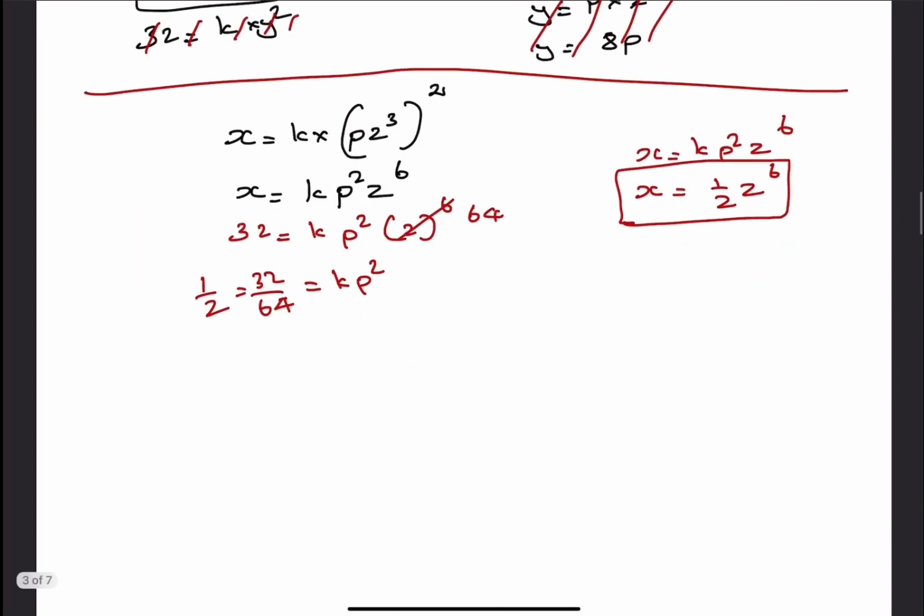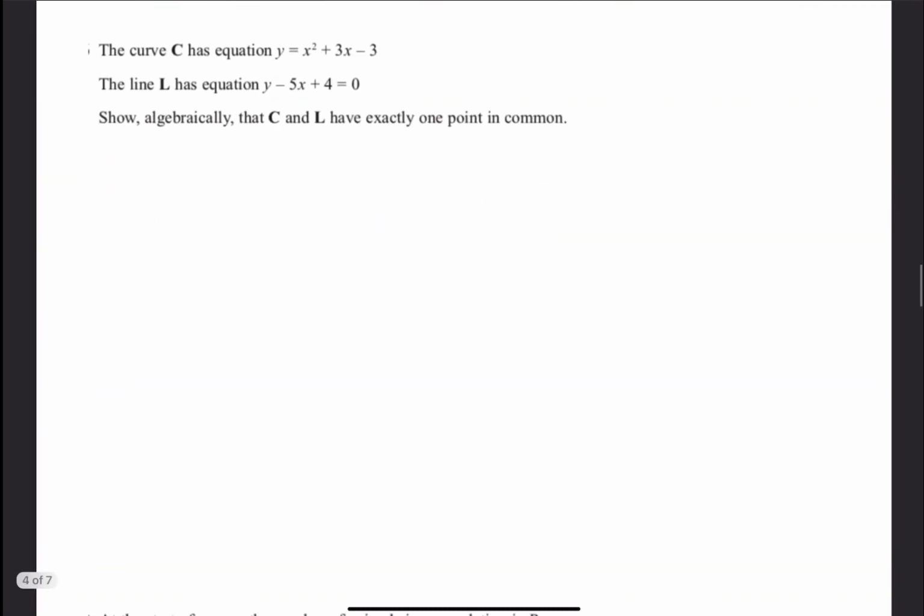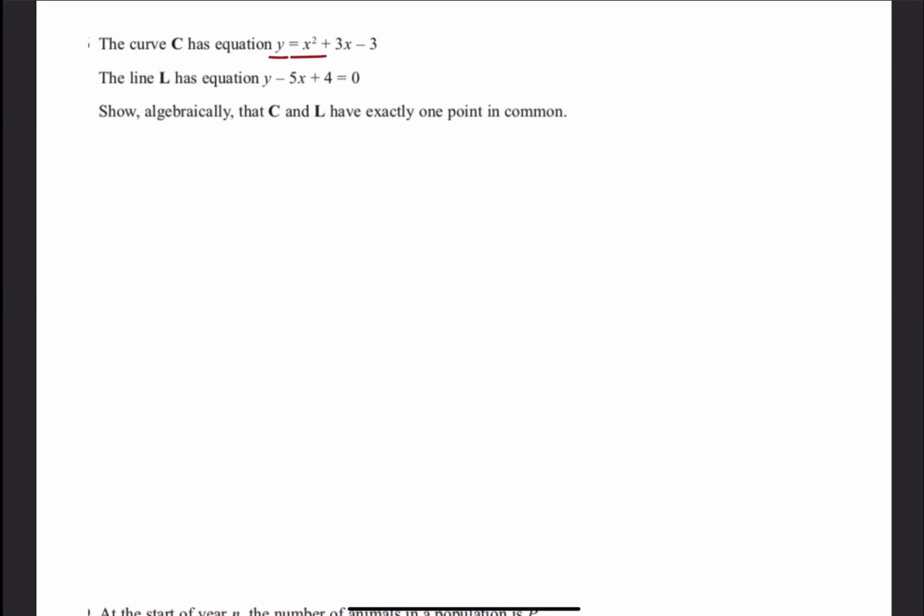Okay, moving on. The curve has an equation of that. The line is that. Show that there is only one common point. So this looks like a simultaneous equation. They're going to intersect, and so on. Think about it. In order to do a quadratic simultaneous equation, we can do y equals y. We already know y here, but we don't know the y here, so make it the subject.